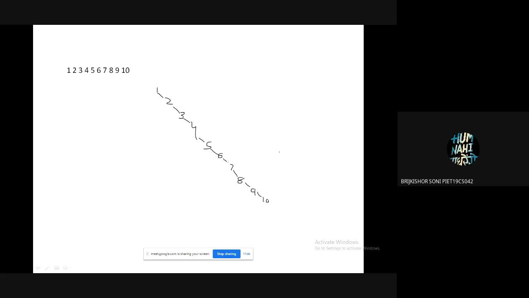Sir, is this a skew binary tree? Yes. Is this a binary tree for this given sequence? Yes, sir. This is a binary tree, but not a binary search tree. Is this not a binary search tree? Yes sir, it is not a binary search tree, but it is a binary skew tree.